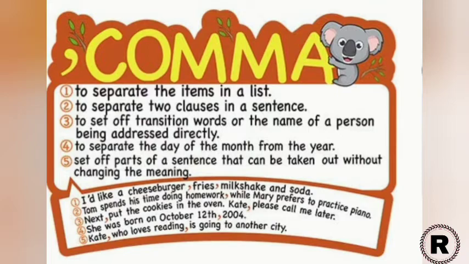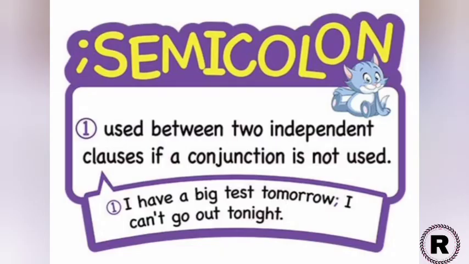So next one is the use of the semicolon. As you can see in the semicolon, firstly we put a dot, and just below the dot we make a comma, and that is called the semicolon. And how is it used? The semicolon is used between two independent clauses if a conjunction is not used.